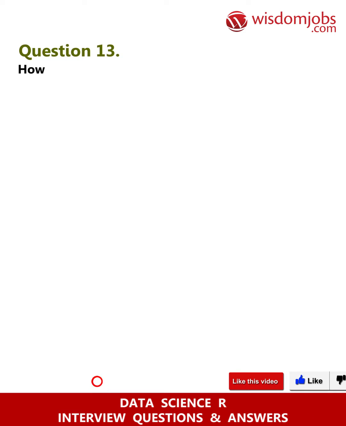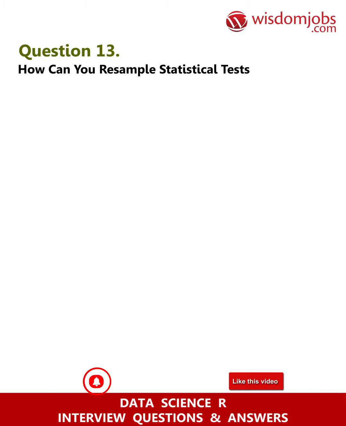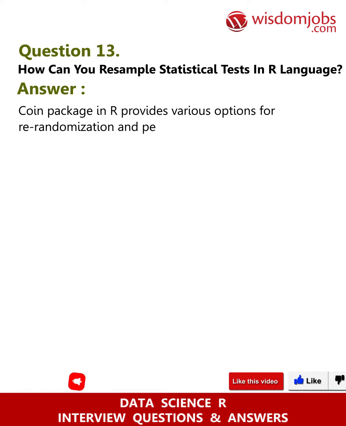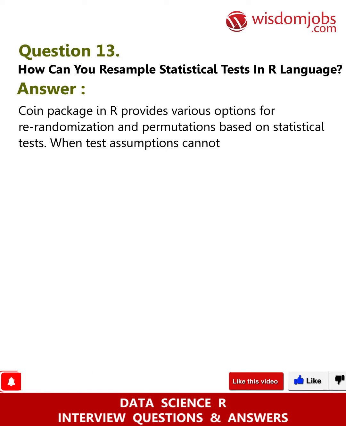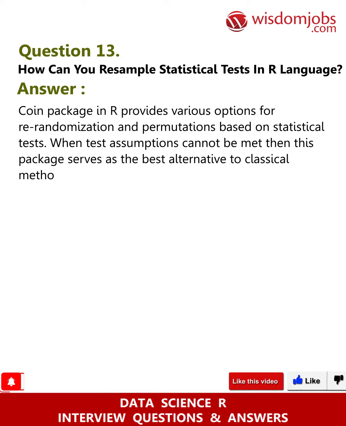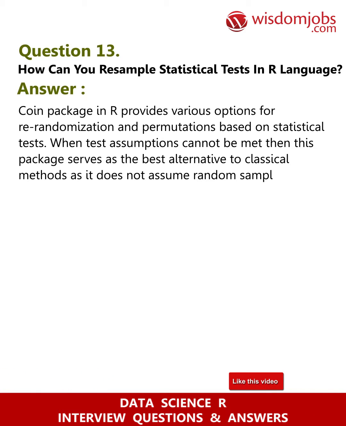Question 13. How can you resample statistical tests in R language? Answer. The coin package in R provides various options for re-randomization and permutations based on statistical tests. When test assumptions cannot be met, then this package serves as the best alternative to classical methods, as it does not assume random sampling from well-defined populations.